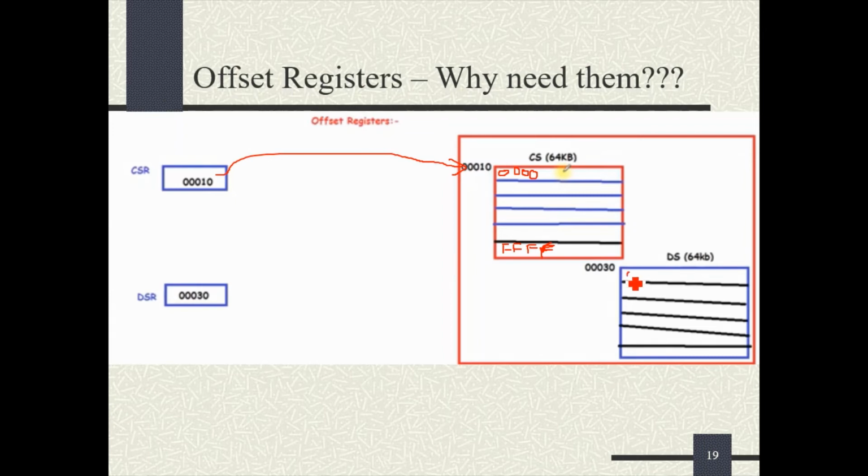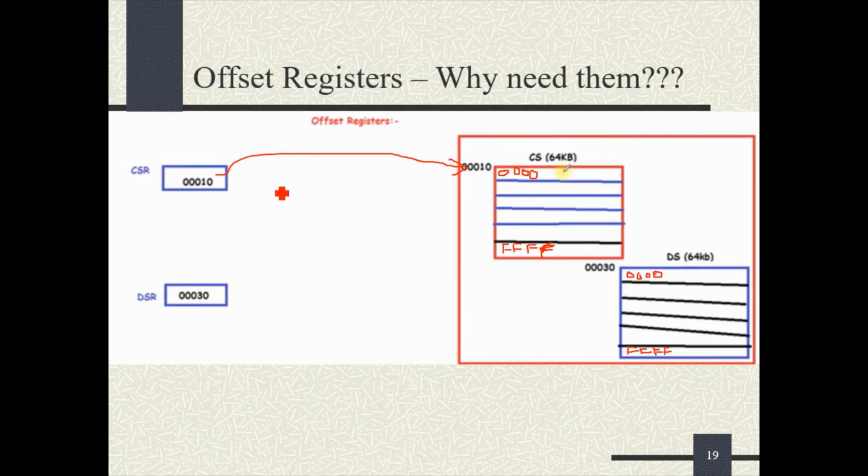Again, if I draw the addresses of data segment as well in hexadecimal digits, location starts from 00002FFFF, as we know that one segment is now of 64K. So by hierarchical addressing, our addressing capacity has increased. Our memory utilization has also been increased.